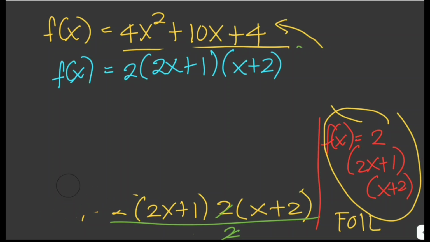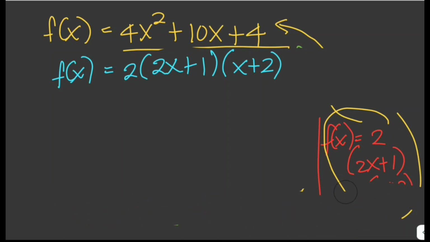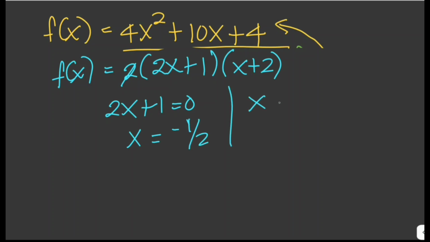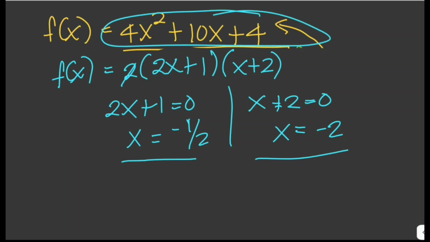Now we can solve for the x-intercepts. So we just have to equate each factor to 0. We can just cancel this constant when we equate this to 0. So this will be 2x plus 1 equals 0. Therefore x here is negative 1/2. And the other x-intercept is equal to negative 2. Therefore, the x-intercepts of this quadratic equation are negative 1/2 and negative 2.